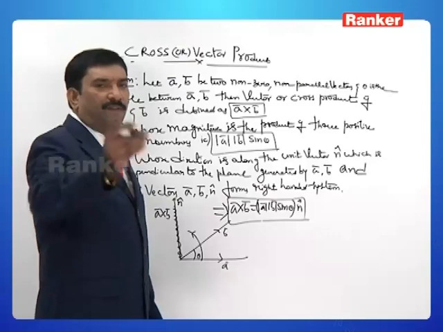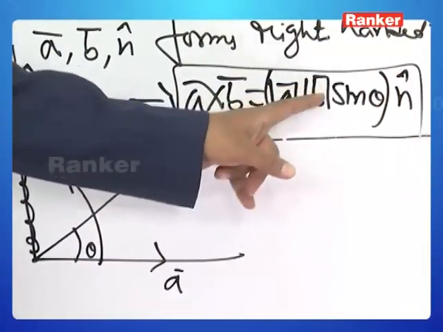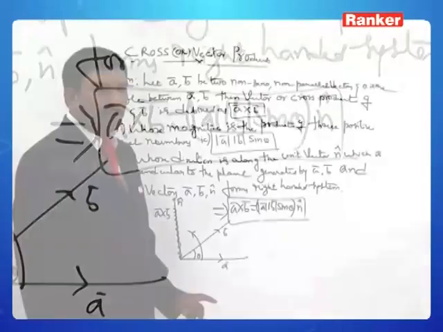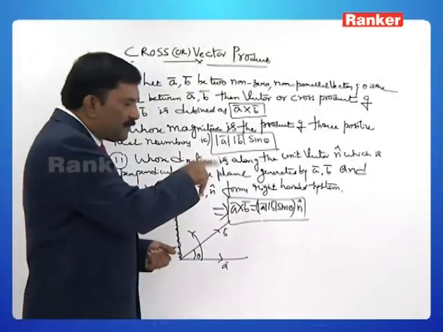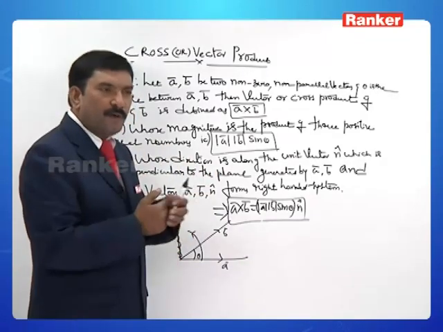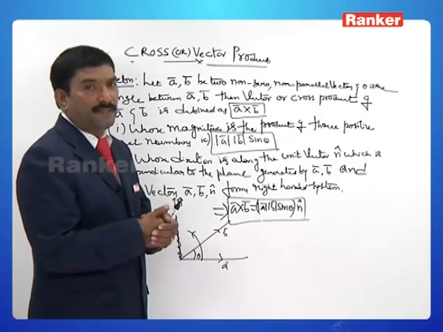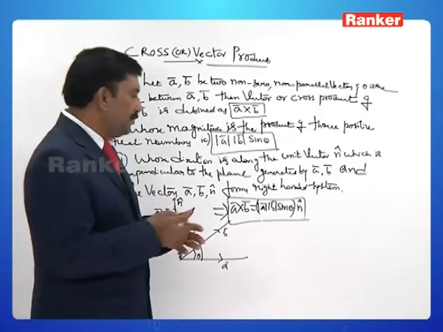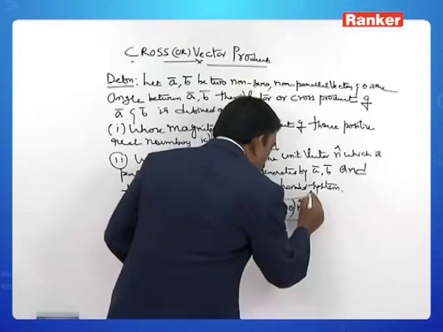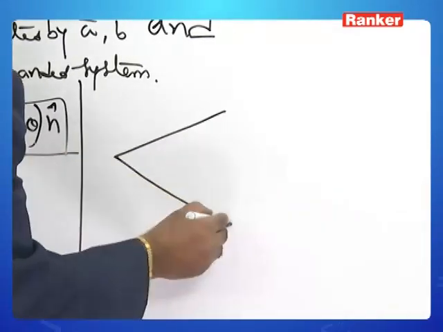So A bar cross B bar is equal to mod A mod B sine theta into n cap. This is in what, a right-handed system? A cross B is generated along what? N cap. A cross B is generated along n cap. Followed? So I can also go for another application, if I go to this one, it is like this.